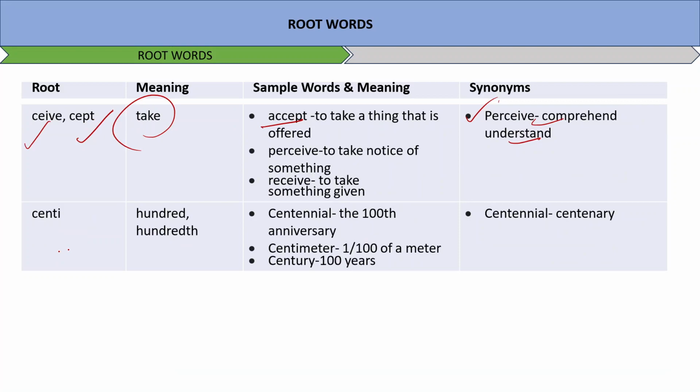Similarly, cent means hundred, hundredth. Centennial, the 100th anniversary. Centimeter, 1 by 100 of a meter. Century, 100 years. Centennial, centenary.